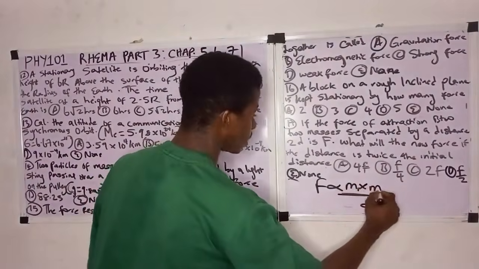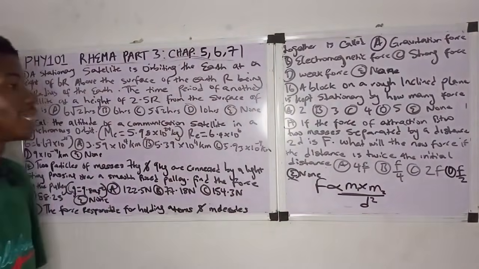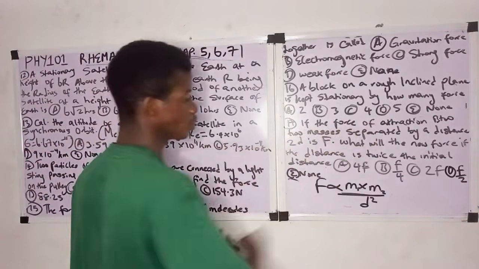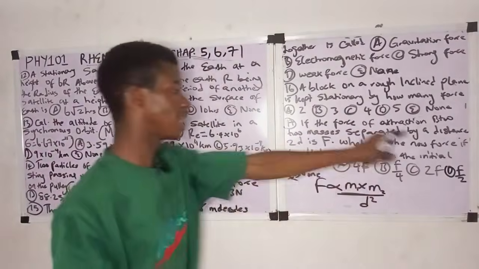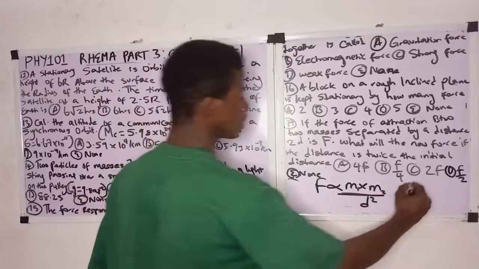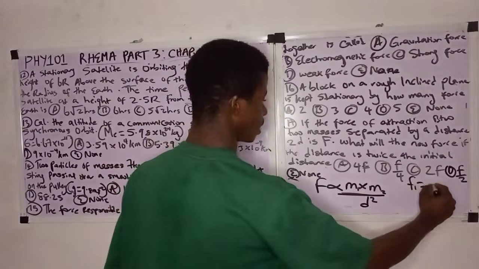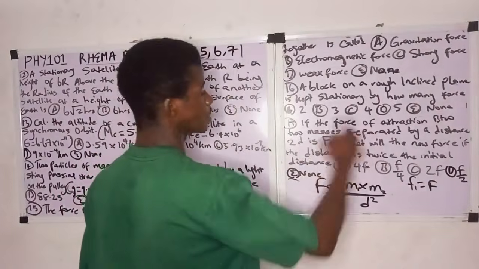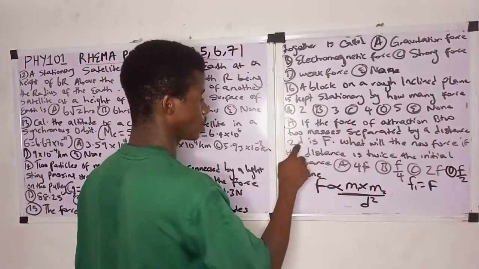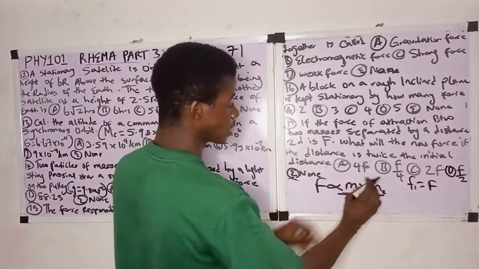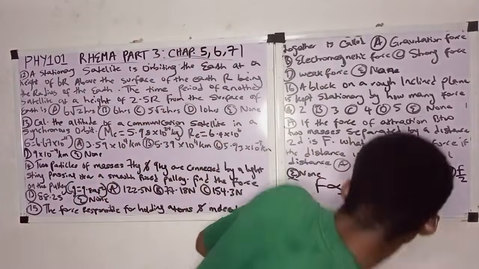Okay, let's say this one is on M1, M2. They say if the force of attraction between two masses separated by a distance is F, so let's say F1 is F, if the force of attraction between two masses separated by distance 2d is F. Let me just illustrate it now.